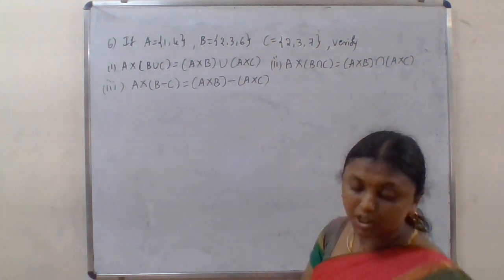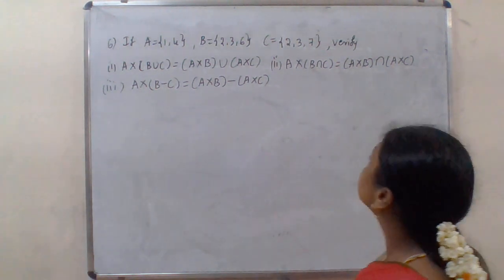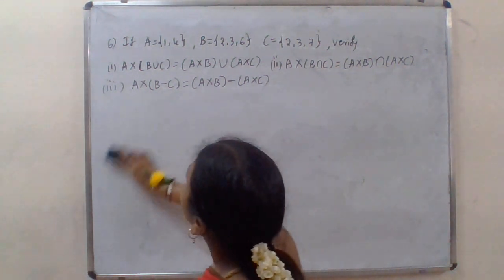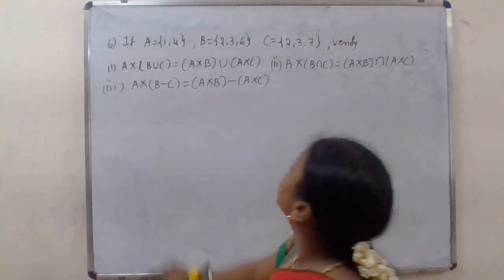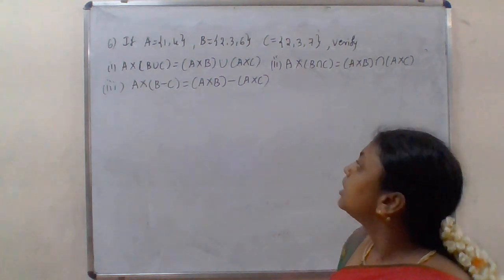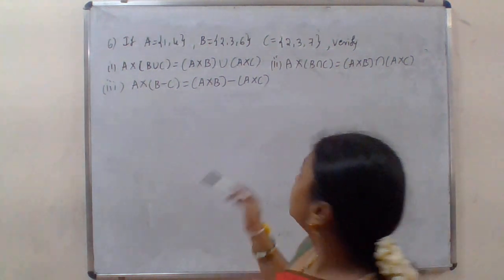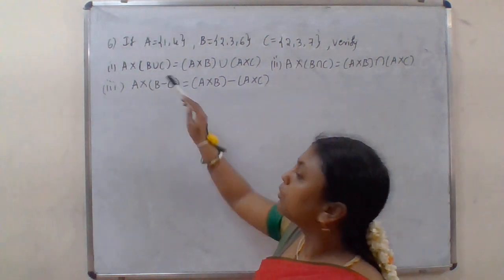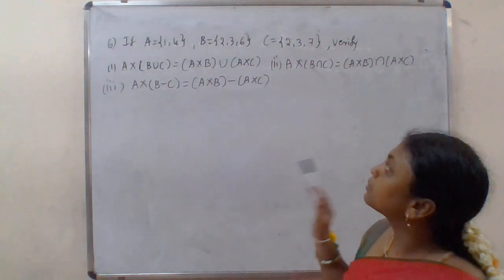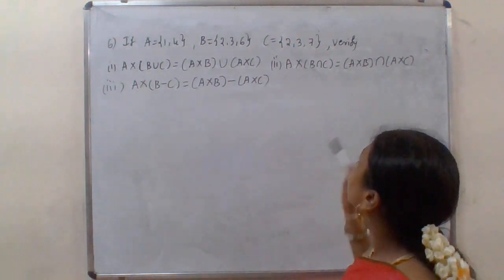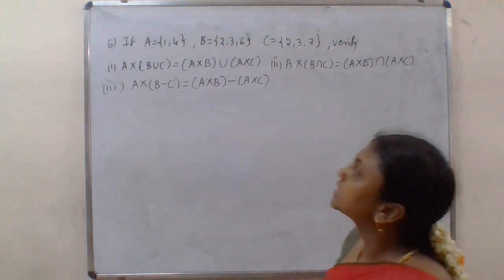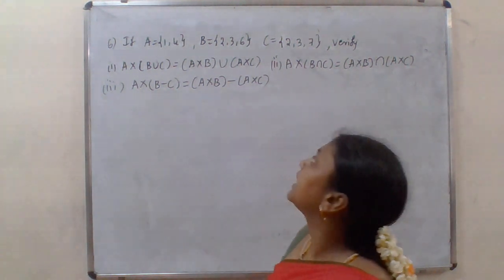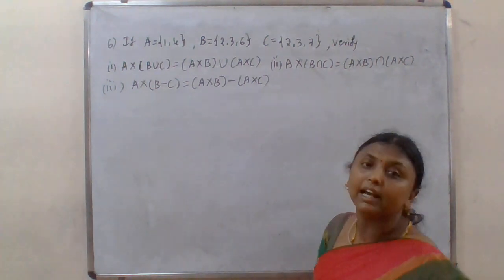So, what is your question? They are given three sets A, B, C. A is equal to the set {1, 4}, B is {2, 3, 6}, C is {2, 3, 7}. So you have to verify that A × (B ∪ C) equals (A × B) ∪ (A × C), A × (B ∩ C) equals (A × B) ∩ (A × C), and A × (B − C) equals (A × B) − (A × C).